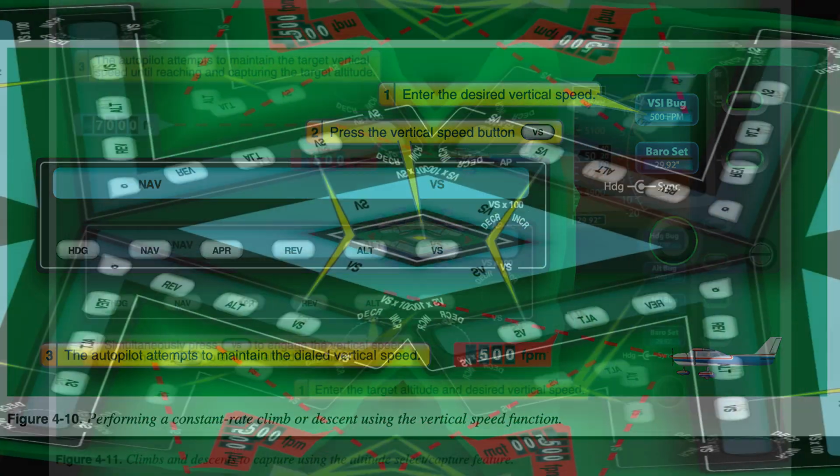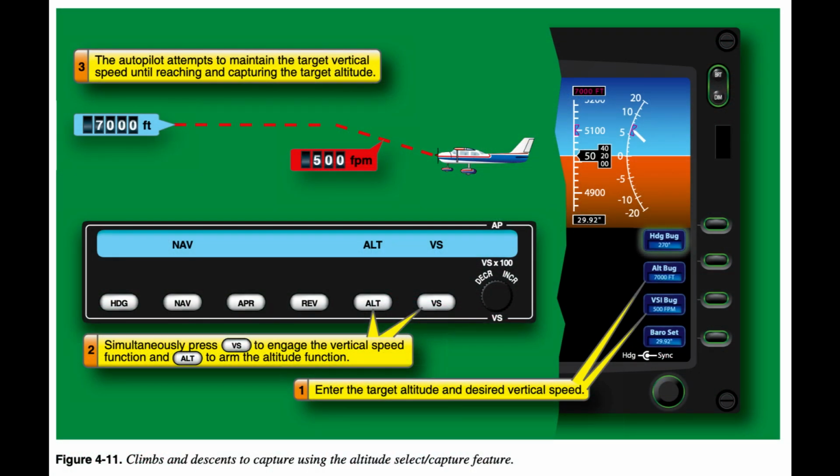Vertical speed with altitude capture. Some FD/autopilots have an altitude select/capture feature. The altitude select/capture feature is illustrated in Figure 4.11.